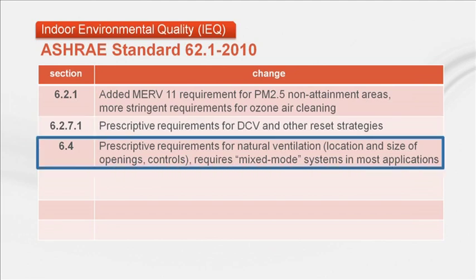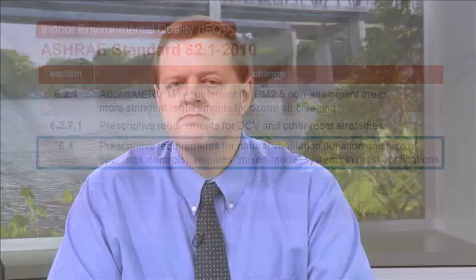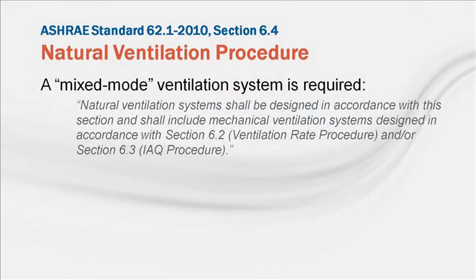Next, prescriptive requirements have been added for natural ventilation. These focus on the required location and size of the openings versus the floor area to be ventilated, as well as controls needed to coordinate operation of the natural and mechanical ventilation systems. One key part of this new natural ventilation procedure is that it requires mixed mode or a hybrid approach for most applications. Here's an excerpt from that standard.